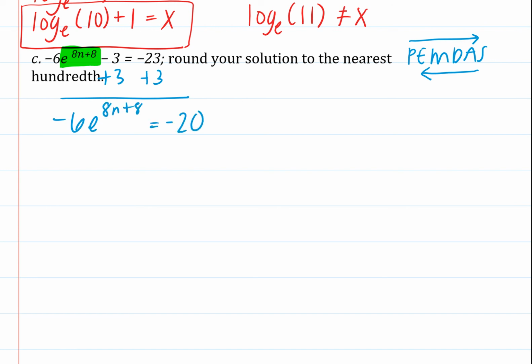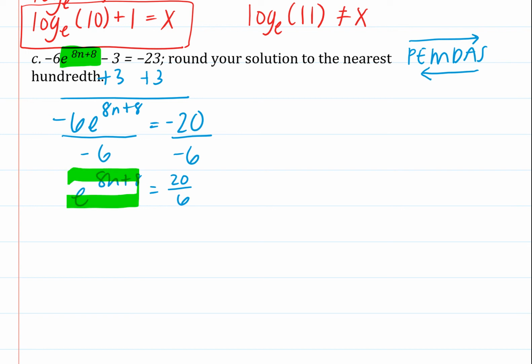Now we're going to multiply or divide. You can leave it as a fraction, you can simplify it if you want, or turn it into a decimal. It's sort of your choice. Now we have the base alone on one side of the equation with the exponent, so we can convert to a logarithmic equation. So log base e of 20 over 6 is 8n plus 8.